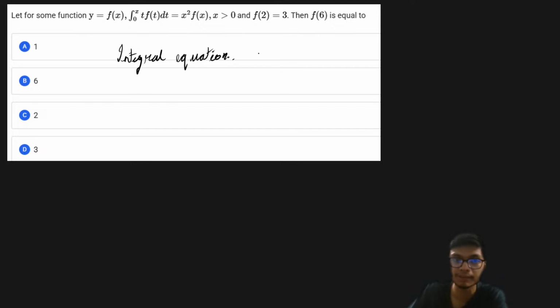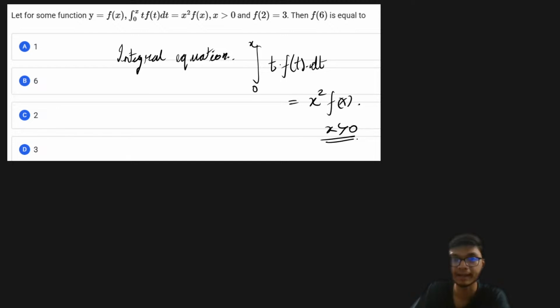is given as the integral from 0 to x of t into f of t dt, which is equal to x square into f of x, for all x greater than 0. And we have to find out the value of f of x. We know the value at one particular point, that is f of 2 is given as 3.